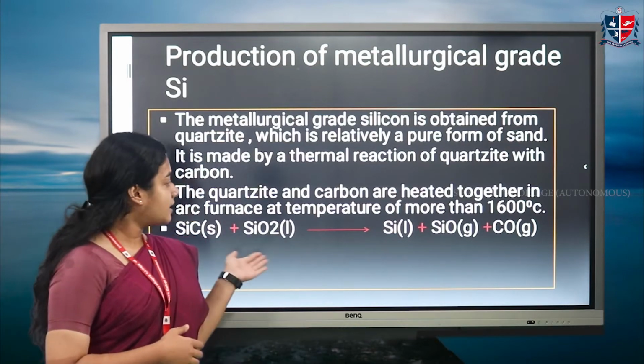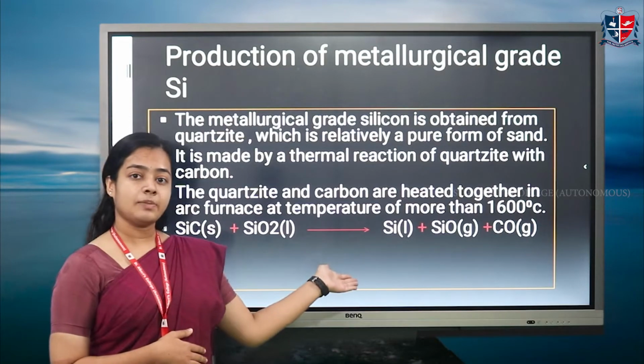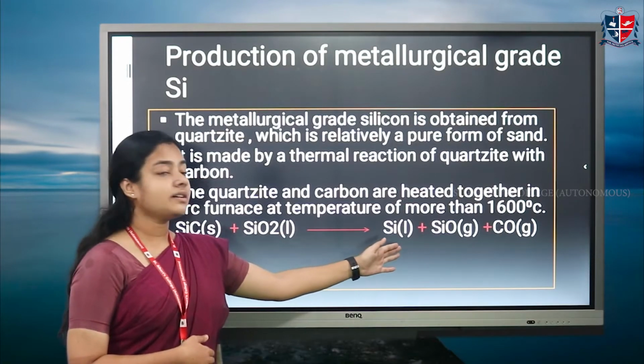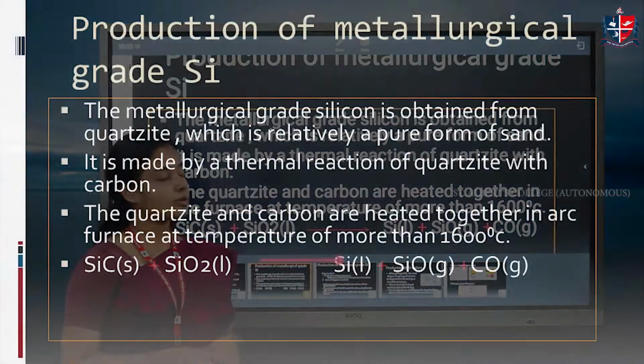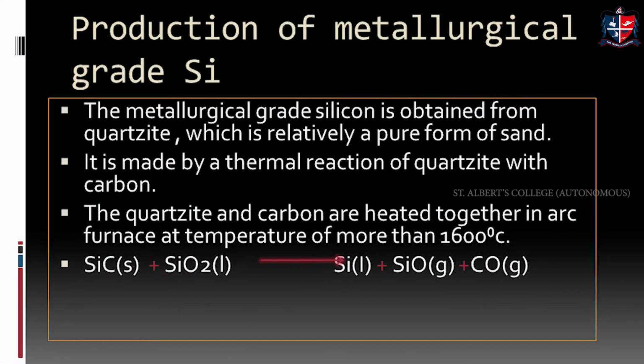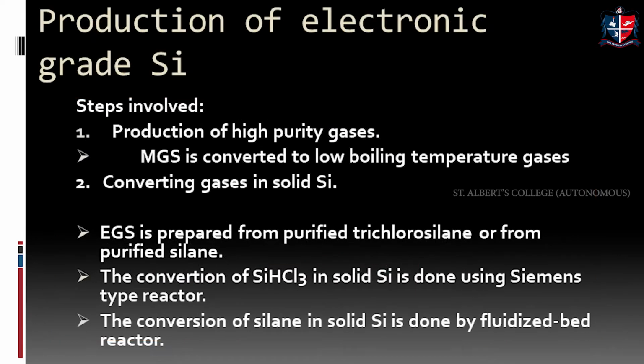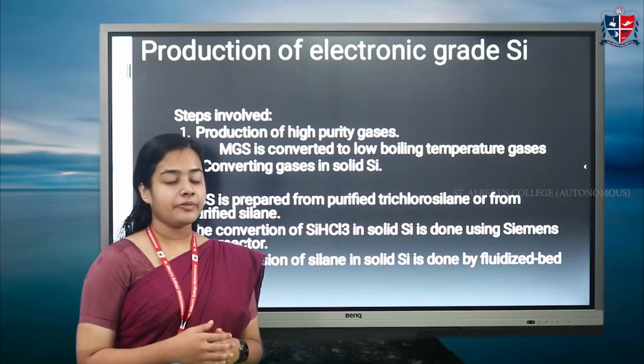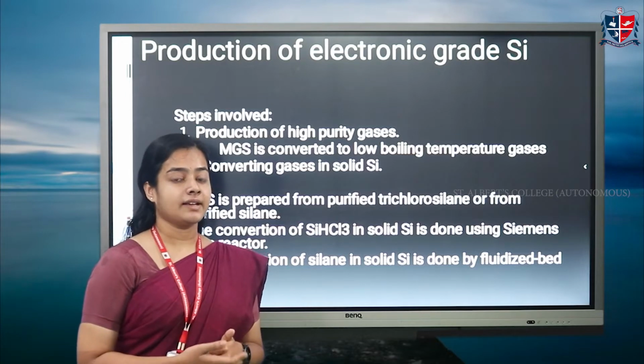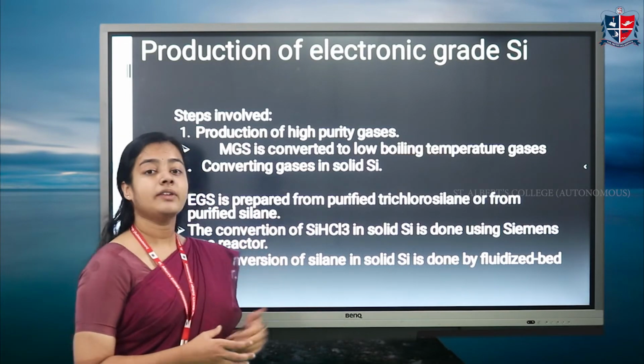As a result, the following reaction takes place. We get liquid silicon as a byproduct, and this liquid silicon is nothing but the metallurgical grade silicon. Even though it is 98% pure, it has to be purified further. If we purify this metallurgical grade silicon, we get the electronic grade silicon.